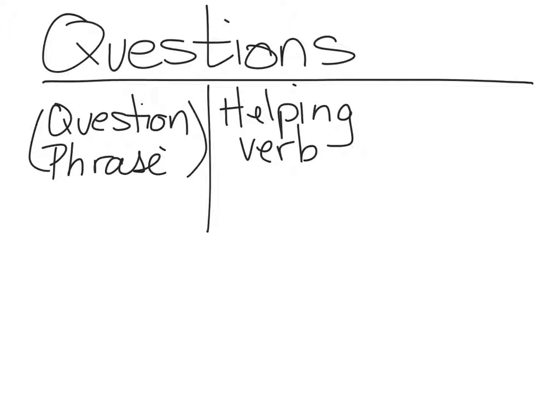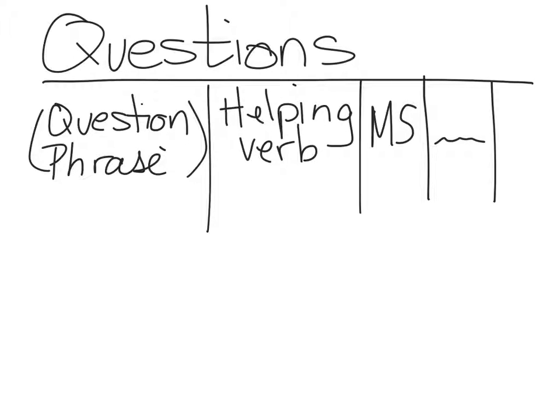What has to go next to your helping verb? Main subject. Remember, that's the couple that are inseparable. You can't tear them apart. Okay. And then squiggles. Anything else? And at the end, GE word. Okay.